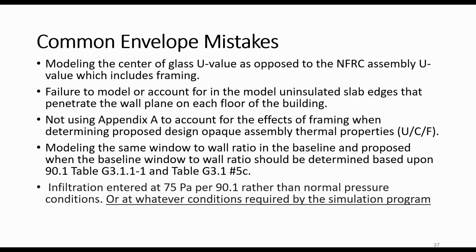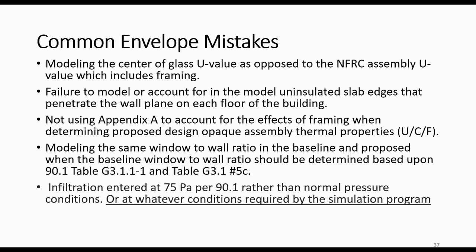Another is a failure to account for, in the model, uninsulated slab edges that penetrate the wall plane on each floor of the building. So by having to enter each unique construction on that proposed envelope assembly tab, hopefully this will help eliminate that mistake, because you'll need to explicitly enter the unique assembly associated with that slab edge. Another is not using Appendix A to account for the effects of framing when determining proposed design opaque assembly thermal properties. So this is very, very common. So the hope is that since we've automated for most constructions this process of determining the Appendix A value, this issue and the number of review iterations will be reduced.